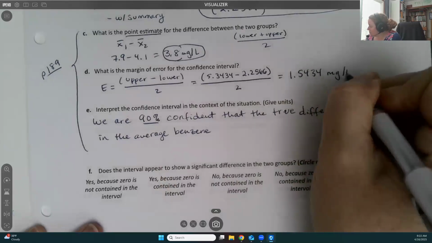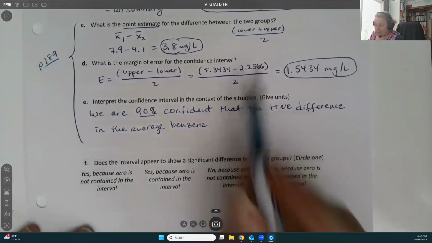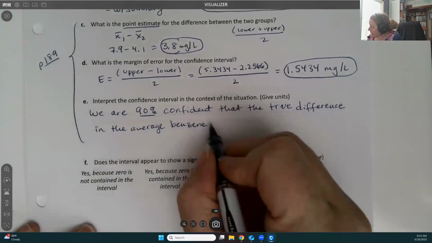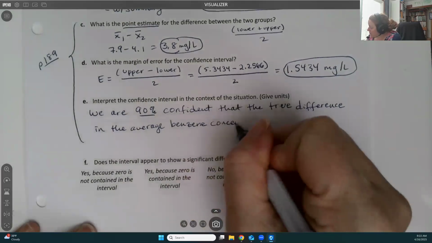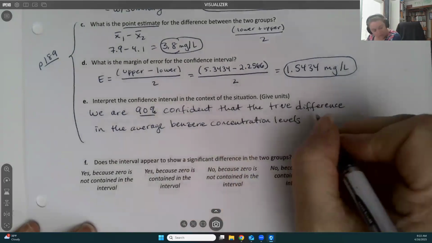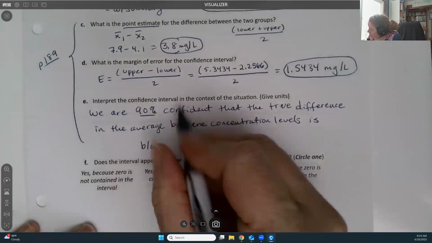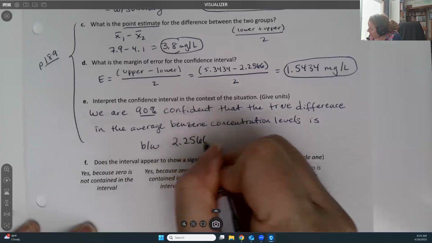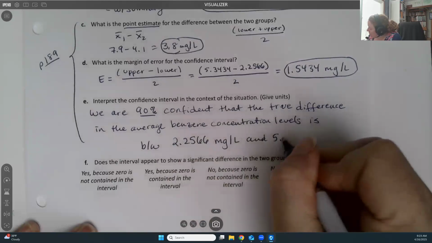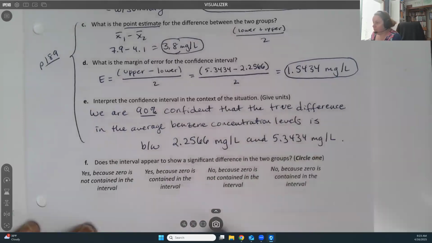Again, that's technically milligrams per liter, but I wouldn't mark you wrong if you didn't have the units there. It's not the end of the world. I didn't ask for units, so it's fine. So the average true difference in the average benzene concentration levels is between our lower number, which was 2.2566 milligrams per liter, and 5.3434 milligrams per liter. Boom.